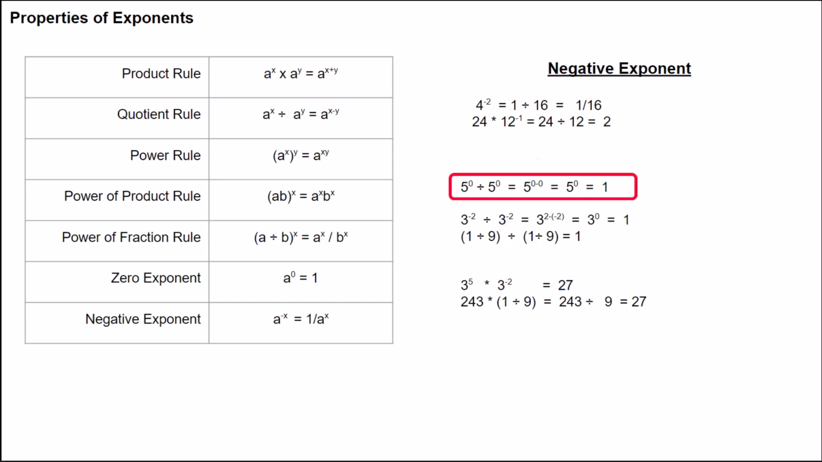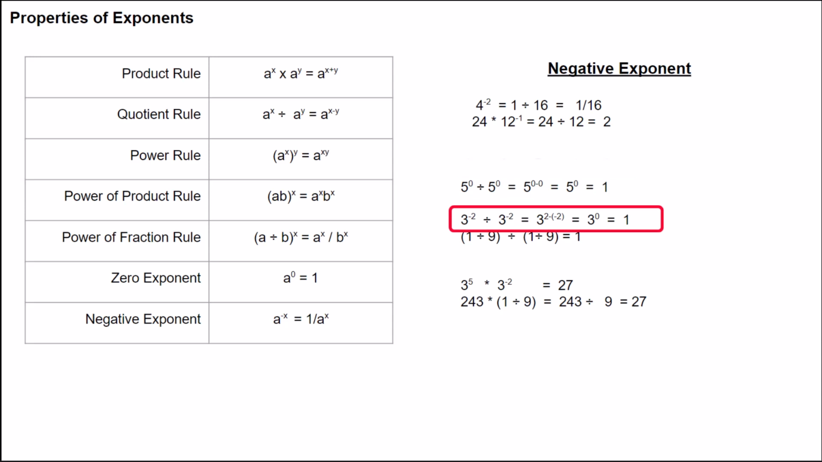And a similar thing applies with this problem. Okay, so here we have 5 to the 0 divided by 5 to the 0. We know that anytime you divide something by itself, you're going to get an answer of 1. By the quotient rule, you could also say that 5 to the 0 divided by 5 to the 0 is the same as 5 to the 0 minus 0. 0 minus 0 is also 0. That gives us 5 to the 0, which we know is equal to 1.